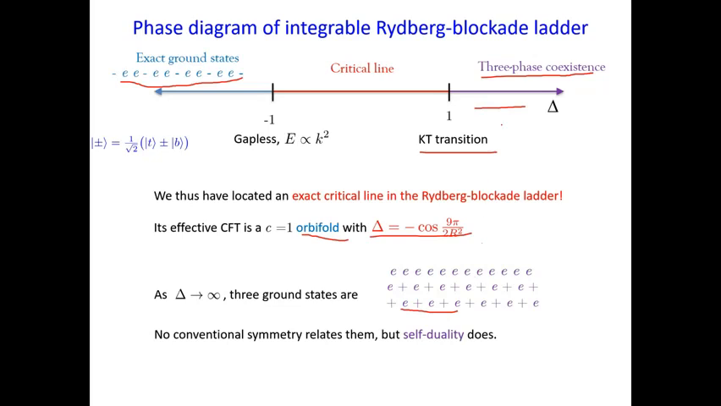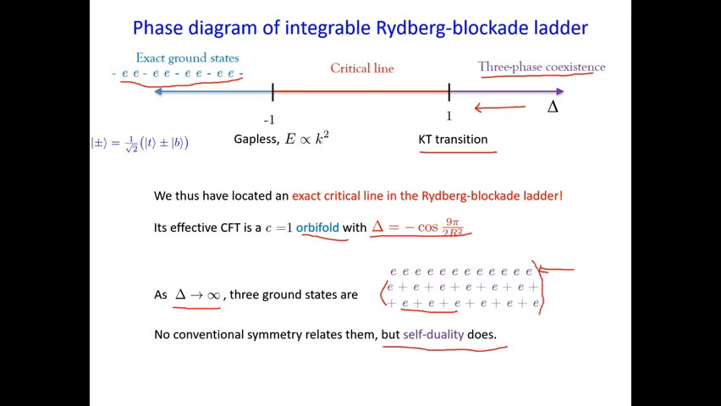But here's the interesting thing. This is true at delta going to infinity. That's easy to check. But normally you expect that as we lower delta from infinity, well, these two are related by symmetry, but the top one is not related by symmetry to the others. So you expect one of them wins, because no conventional symmetry relates them. And in XXZ, indeed, there are only two ground states. But this self-duality that I mentioned quickly does relate all three of these.